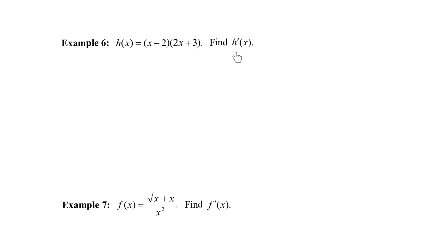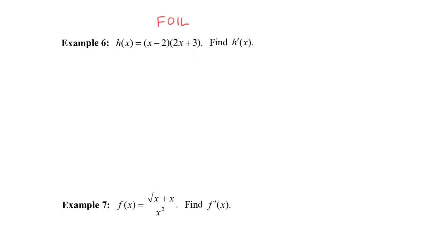So they want us to find h prime of x. And the power rule is not going to work here. So what we have to do is a little bit of algebra, right? We'll just have to multiply these together. Remember the good old-fashioned FOIL method from the good days in algebra class? First times first, outside times outside, inside times inside, and last times last. The FOIL method is just an acronym to make us remember to distribute properly.